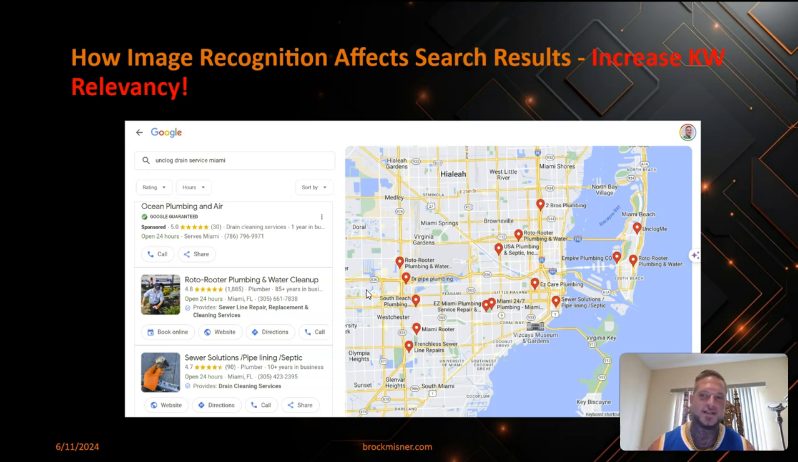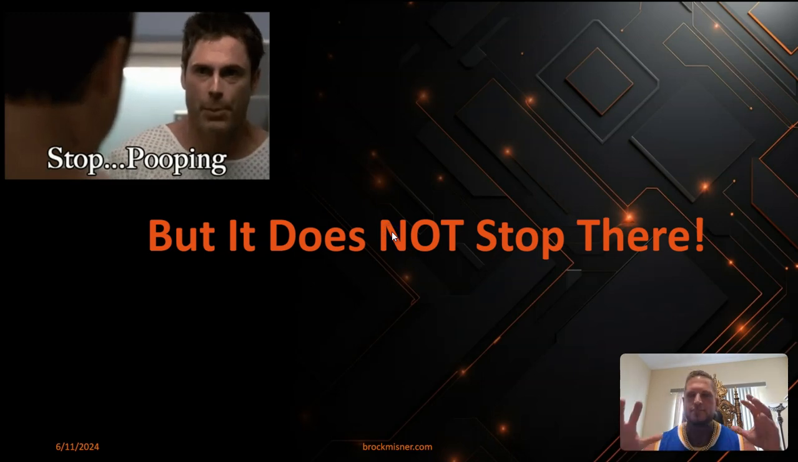All right. So Google is literally determining what are the most relevant images for the specific keywords. Makes sense, right? Well, it doesn't stop there.